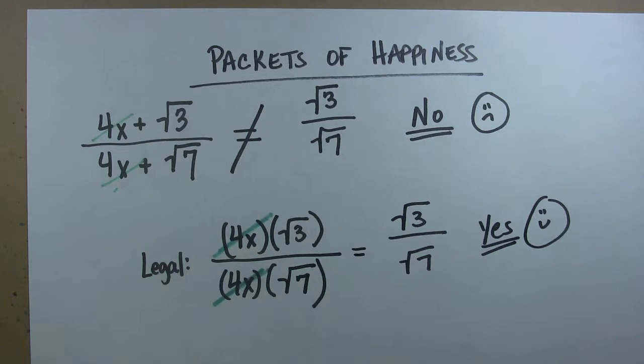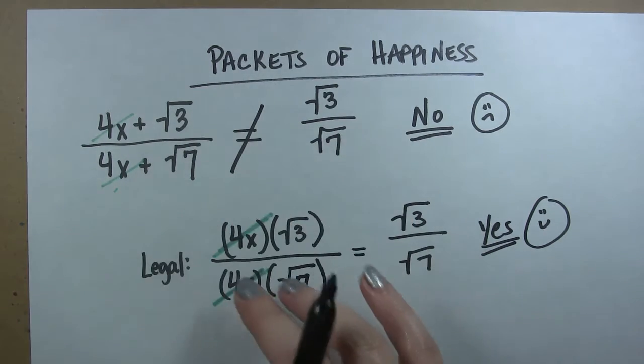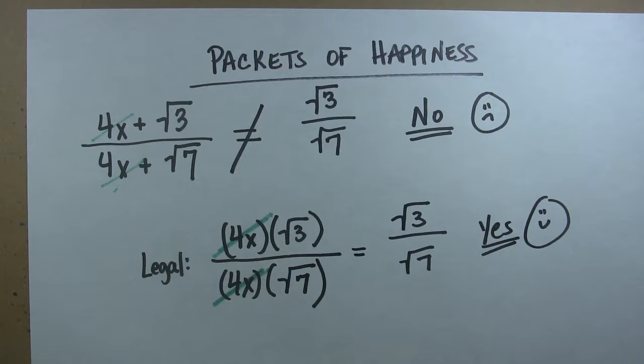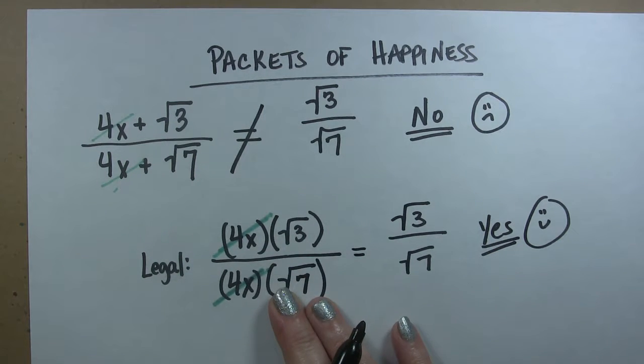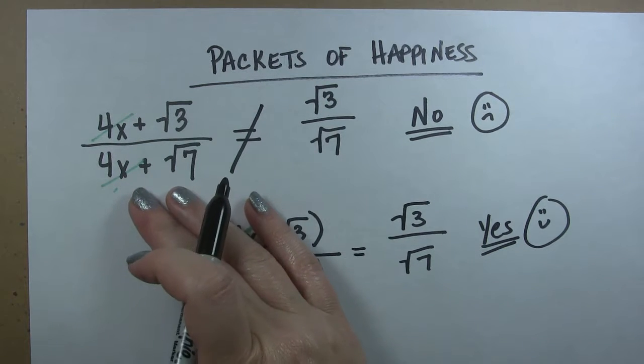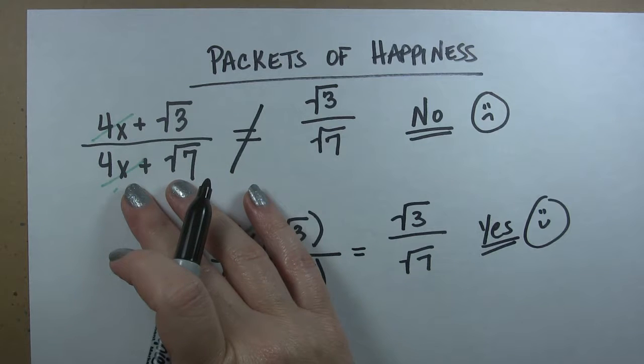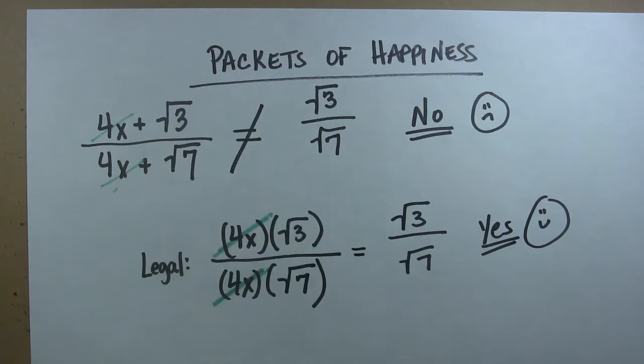Now, what's the difference between these two problems? Well, the main difference is that here we have all the terms being multiplied together, which means we're able to cross them off. Up here, our terms are being added together, which is bad news.